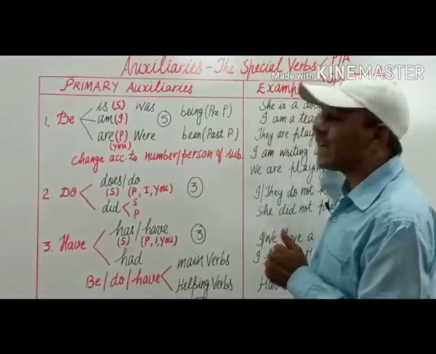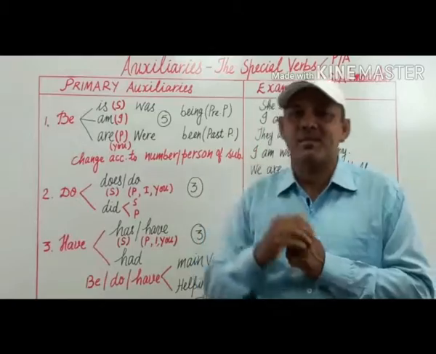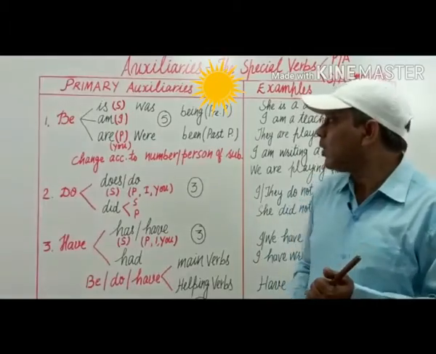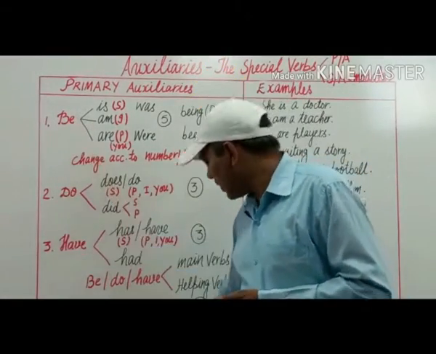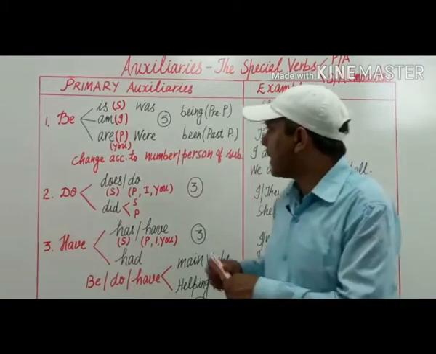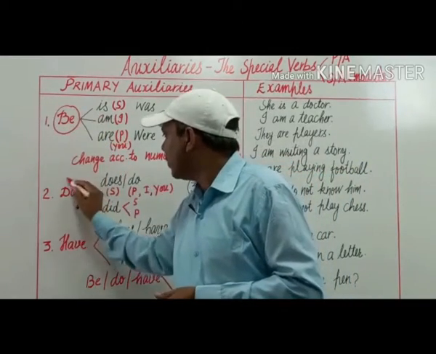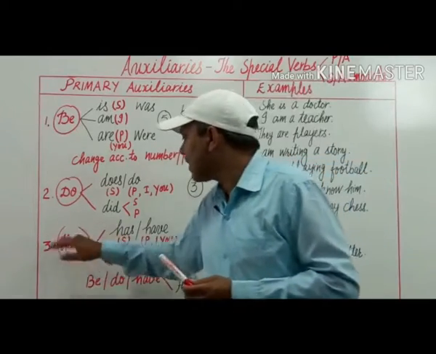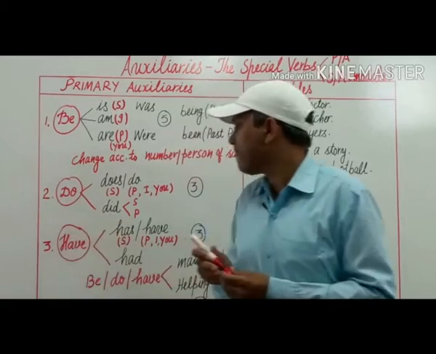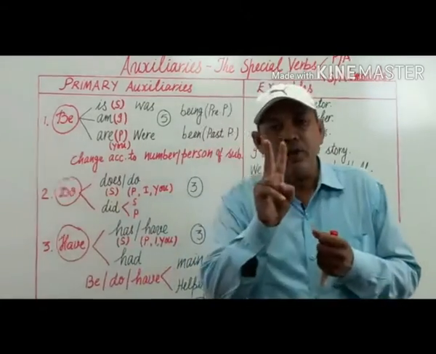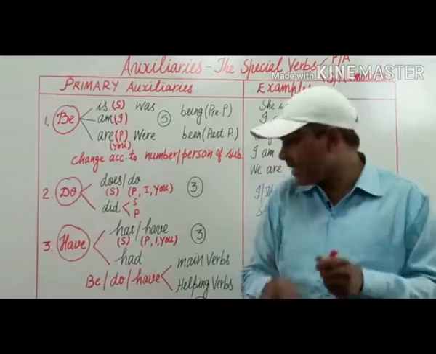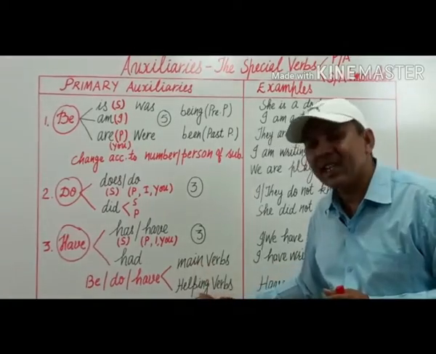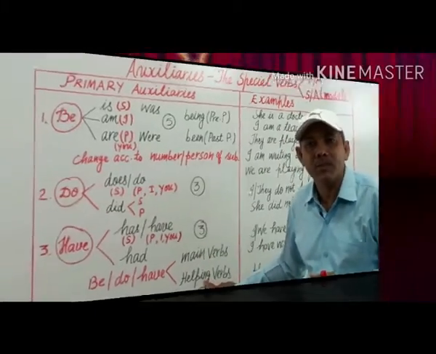फिर हम चलेंगे सेकेंडरी ऑक्सिलरीज दैट इज मॉडल्स पर। तो आइए हम जानते हैं प्राइमरी ऑक्सिलरीज के बारे में। प्राइमरी ऑक्सिलरीज बेसिकली दीज थ्री ऑक्सिलरीज, फॉर एग्जांपल बी, डू एंड हैव। Be, do, have are known as primary auxiliaries. They are used in two different forms. In some sentences, they are used as main verbs. And in some sentences, they are used as helping verbs.